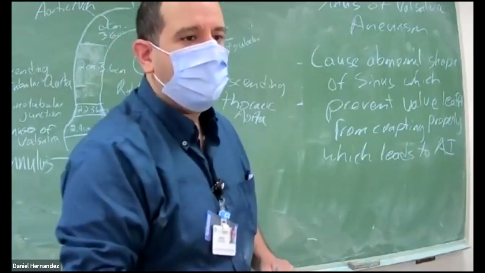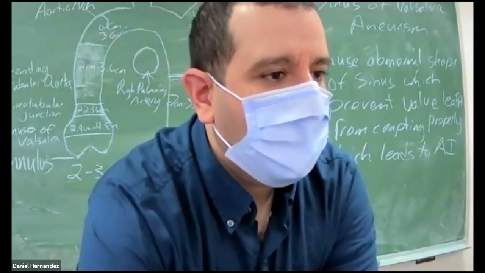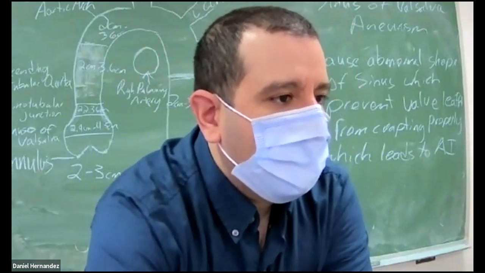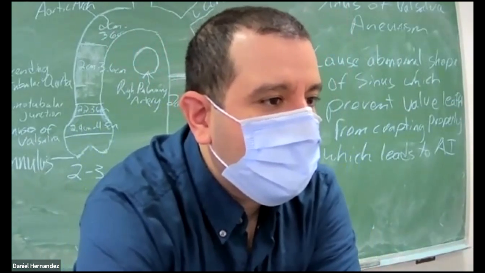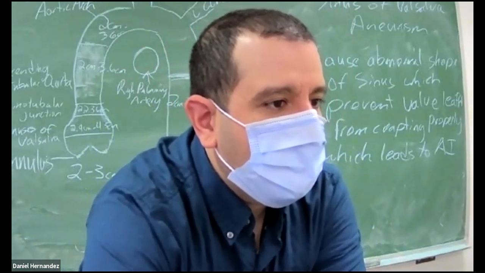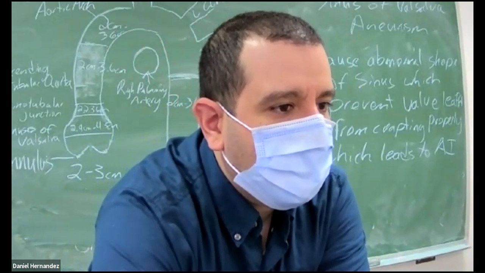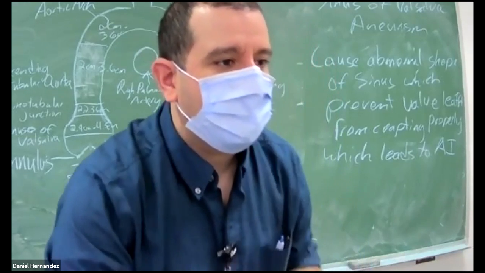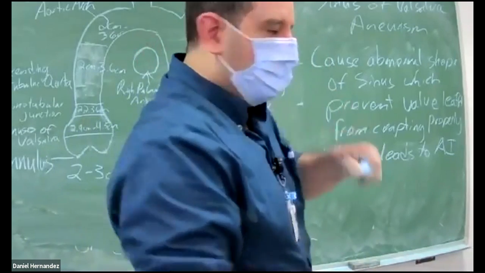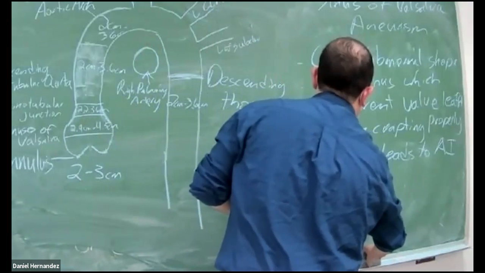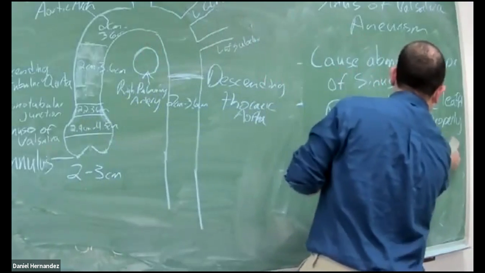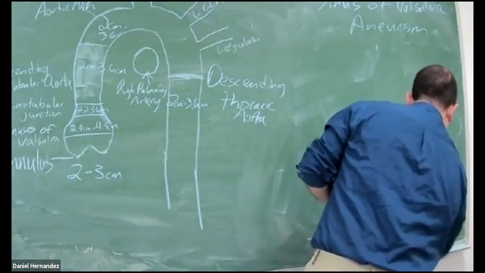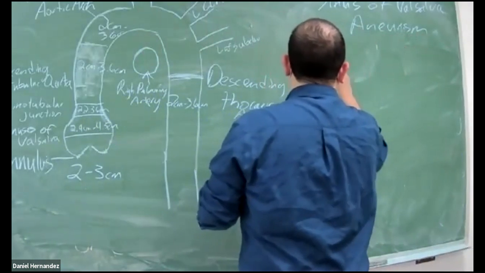Rarely the aneurysm fills with thrombus and mimics an intracardiac mass. Exceptionally rare is a fibrosa aneurysm. The aneurysm forms in the fibrous skeleton of the heart and communicates with one of the Valsalva sinuses via a narrow neck. Very rare.